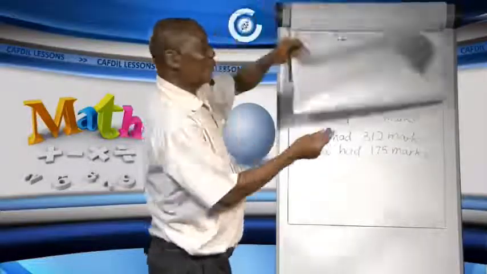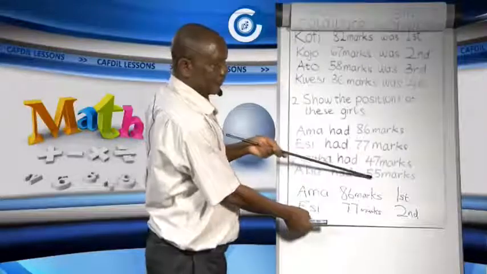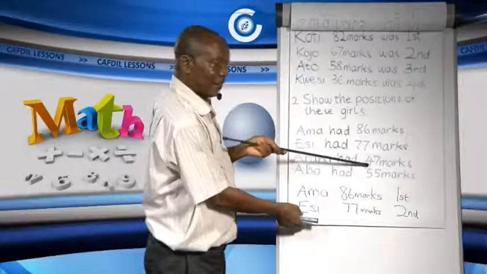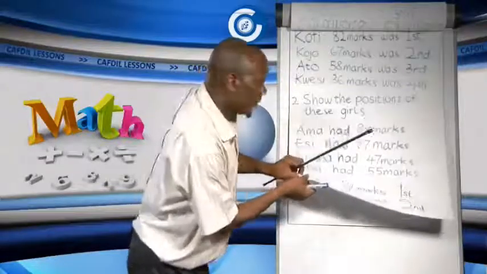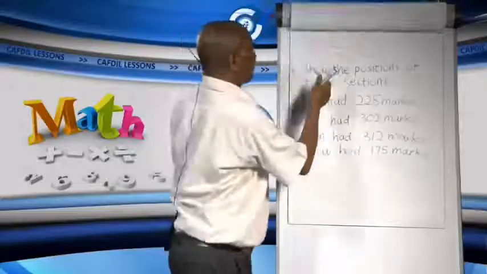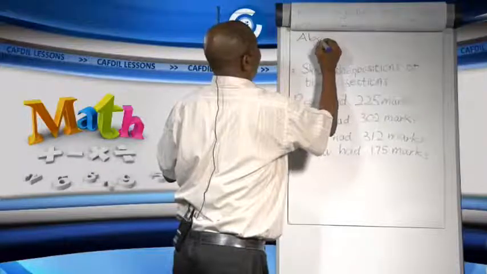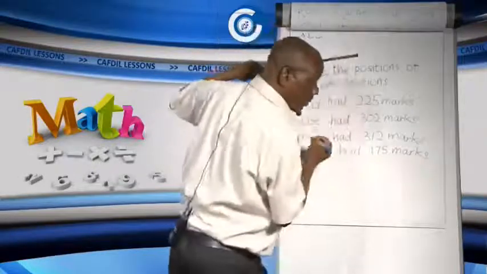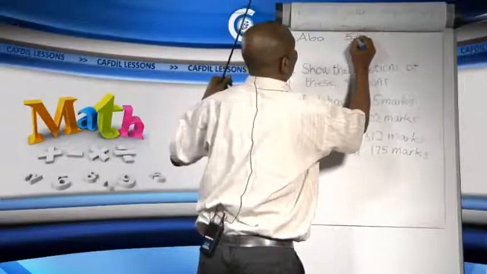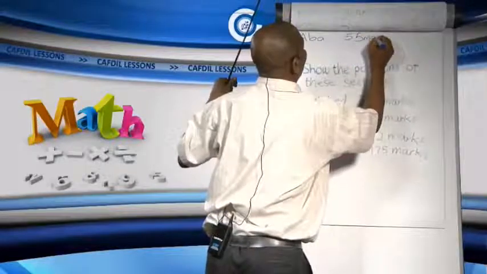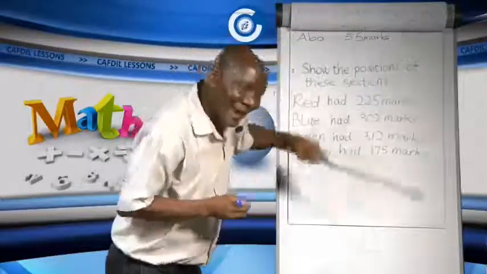I am left with two people. Their marks are 47 and 55. Which is higher or bigger? 55. So, Abba. Her mark was 55. So she took the third position.